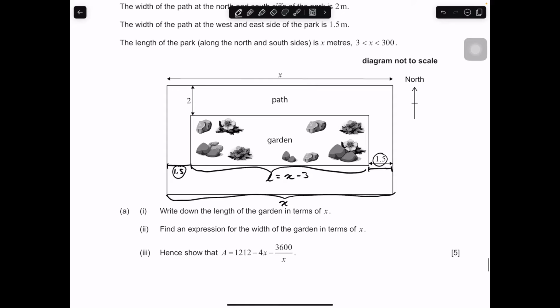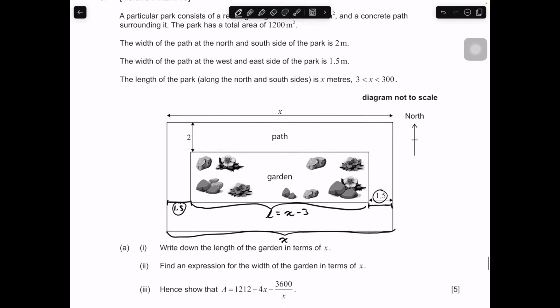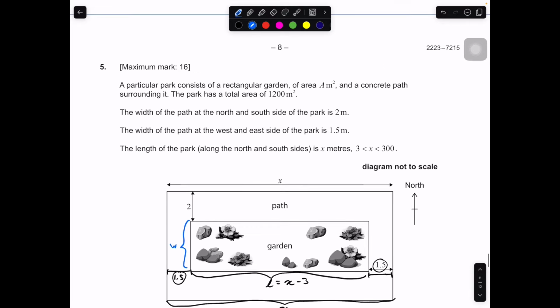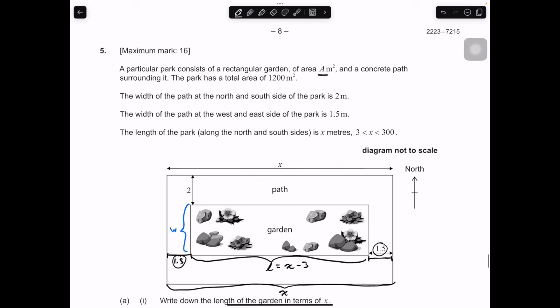Find an expression for the width of the garden in terms of x. This is kind of an interesting question. So we want to find an expression for the width of the garden right here in terms of x. To do this, let's look at the values that they've given us. They've told us that the area is equal to 1,200 square meters, and by and large we haven't yet made use of that information. So let's see what we can do.